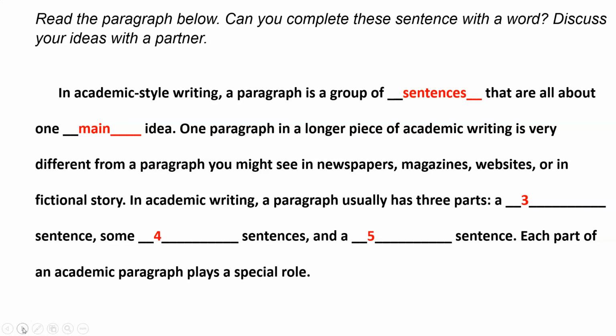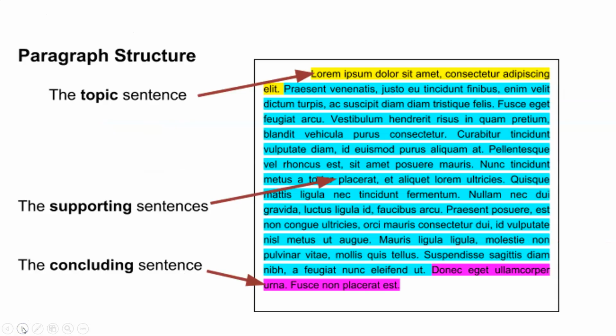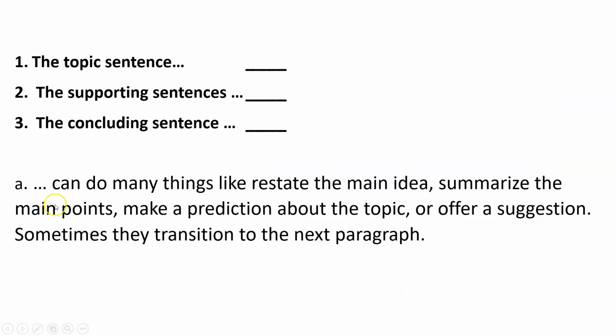In academic writing, a paragraph usually has 3 parts, and those are a topic sentence, some supporting sentences, and a concluding sentence. So each part of an academic paragraph plays a special role. Remember, we always start with the topic sentence, then we have the supporting sentences, and finally the concluding sentence at the end. So which one of these is described here?